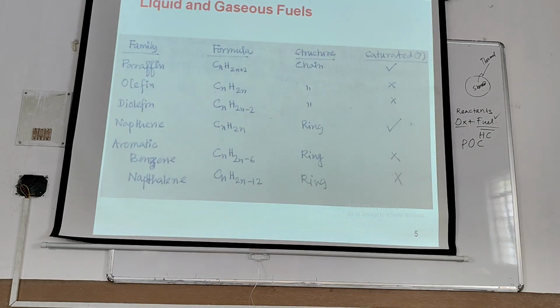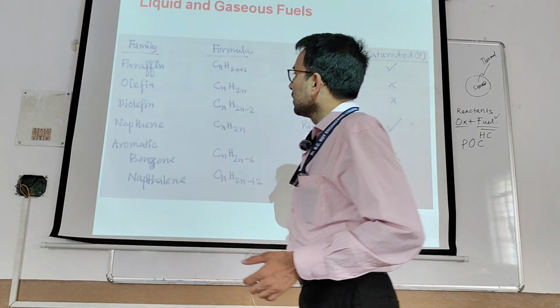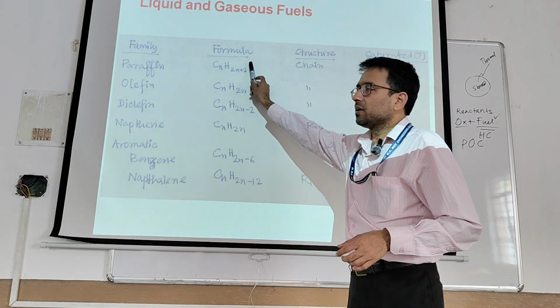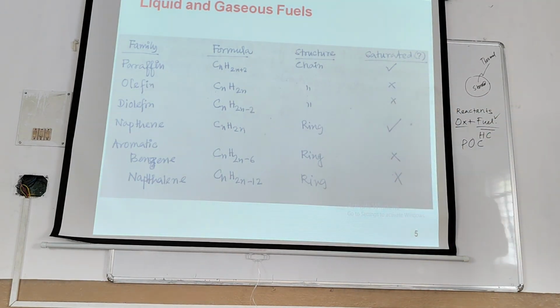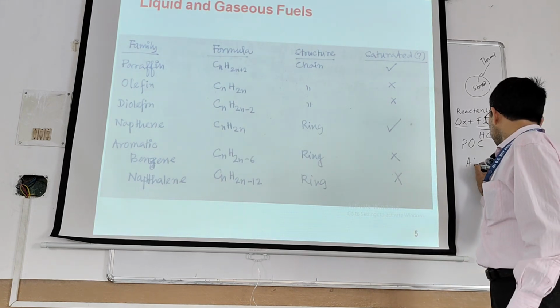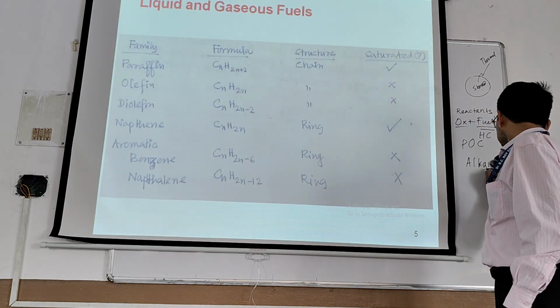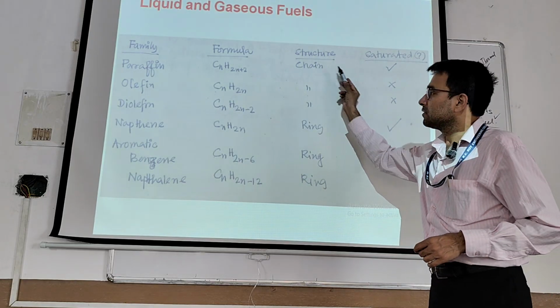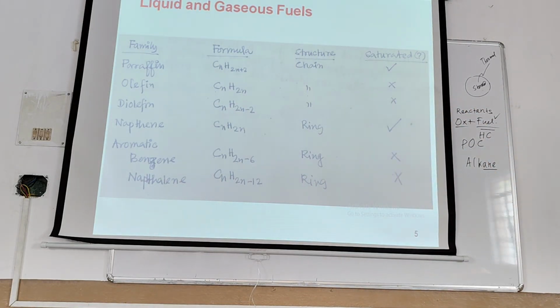The first thing you see is paraffin, olefin, diolefin, naphthene, aromatic. This is saturated, this is saturated. Paraffin means basically the formula CnH2n+2. This is called alkanes, with the suffix -ane. The structure is a chain, straight chain or branched, but they are not rings, they are chains.